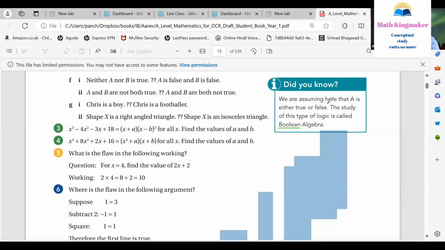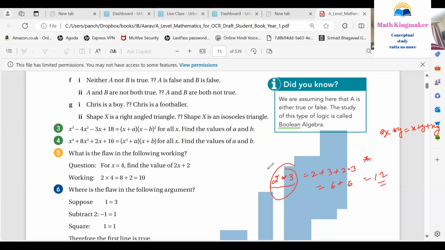You can have an operation like star, and you can define this star operation as: x star y gives you x plus y plus xy. I've done this in maths before, in some competition questions. If someone asks you what is this value, it is 2 plus 3 plus 2 into 3, which is 2 plus 3 plus 6, that is 11. So that is actually the starting of Boolean algebra.